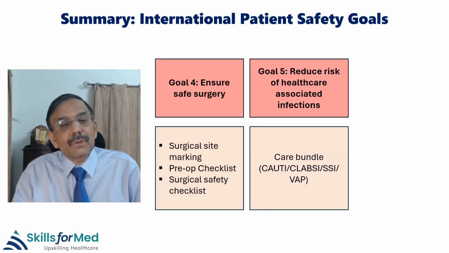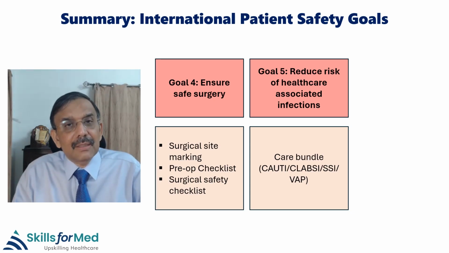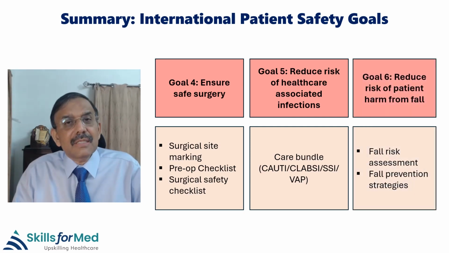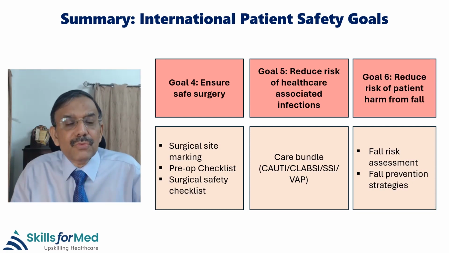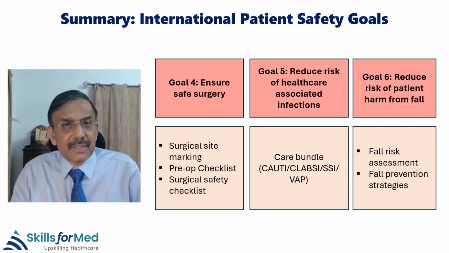The 5th goal is reducing HAI, and this is by using the bundle care. All the HAI bundles should be used whenever appropriate. And the 6th is preventing falls, for which you use the fall risk assessment and fall prevention strategies.